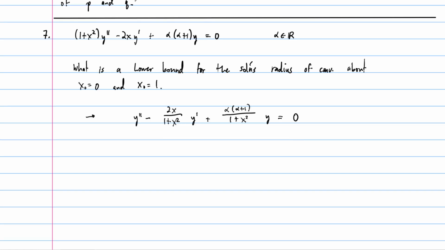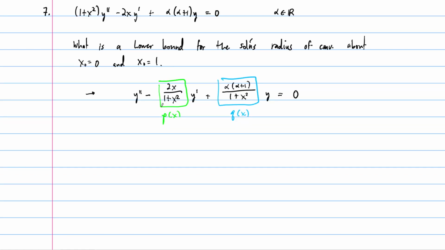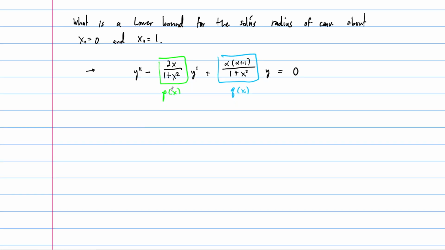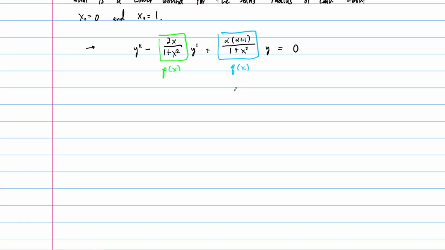And so that means that these are our coefficient functions, right? This is our function p of x, and this one is our function q of x. Both of these are going to have convergent power series, since they're rational functions, right? They're going to have convergent power series away from any points that make the denominator undefined. So one way that we can find a bound on the radius of convergence is to use a little geometry.